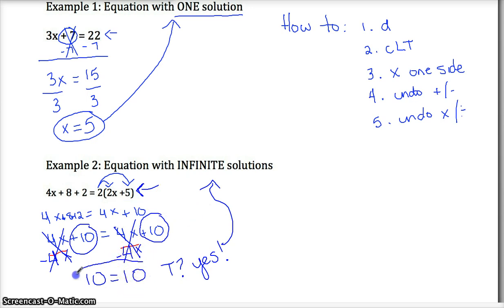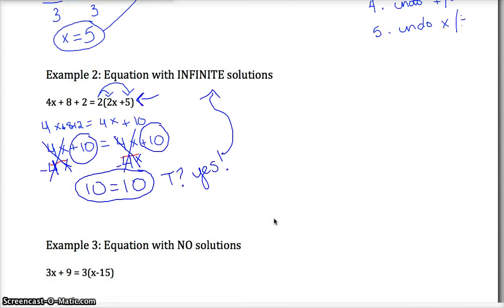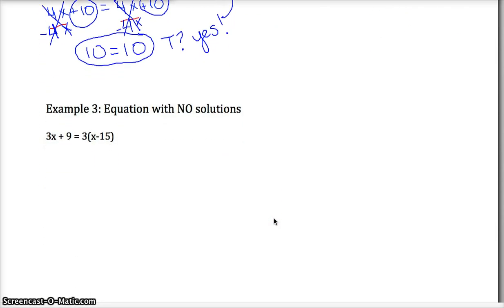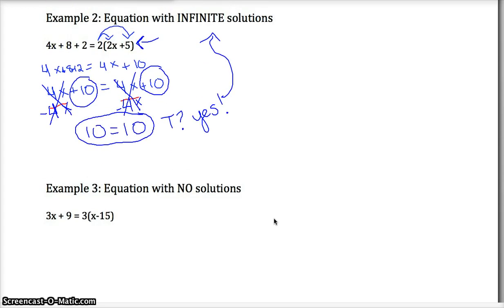So if you ever solve an equation and you get a number equals the same number, then you know that you have infinite solutions. Okay, the last type of problem that we're going to learn today is one that has no solutions. So I'm going to leave this one up here for you to see as well. For an equation that has no solutions, it's going to be just a little bit different, but I think you'll understand why there's no solutions once we get to the end.